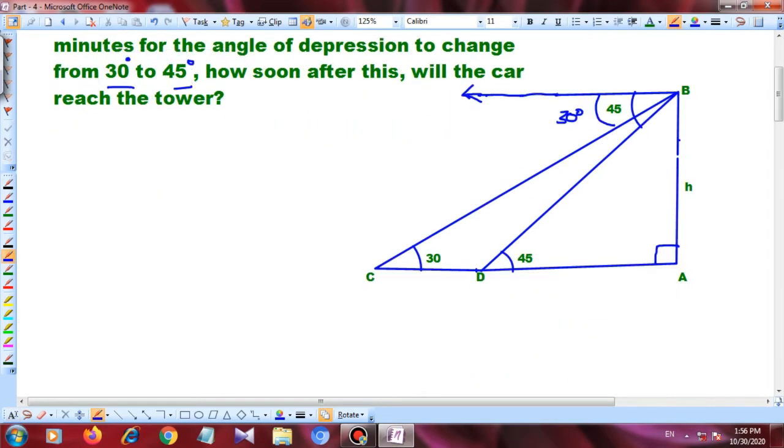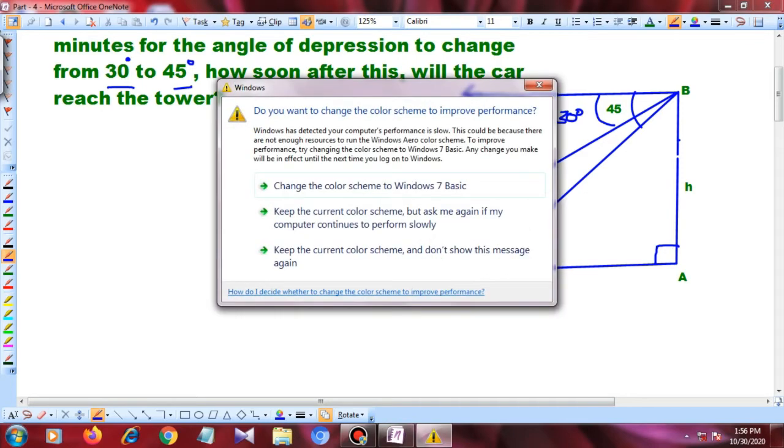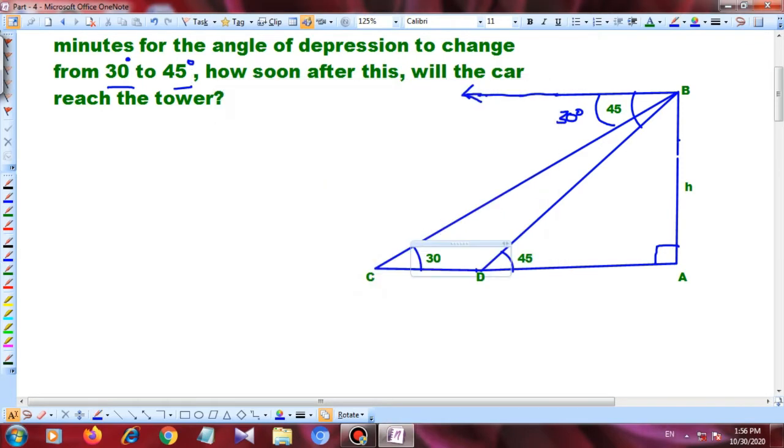Suppose this is our tower AB. A man is at B, the top of the tower. He observed the angle of depression of a car. Suppose the car is at C, then the angle of depression is 30 degrees. After 12 minutes the car moves towards the tower and the depression becomes 45 degrees, right? And the car is moving at uniform speed.